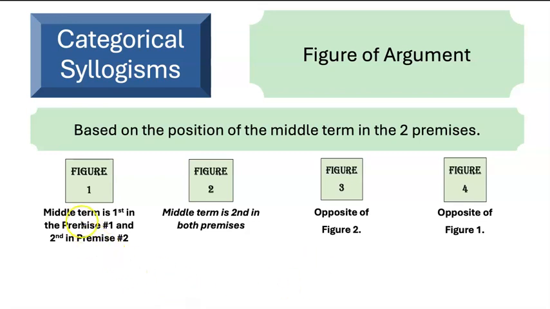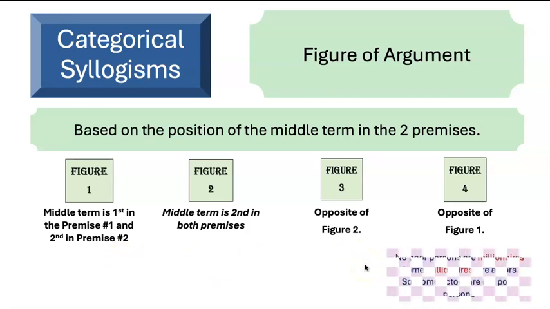And last, figure 4 is the opposite of figure 1. Technically you just need to know figure 1 and figure 2, and the others flow from that. Figure 1 says the middle term appears first in premise 1, then second in premise 2. The opposite is the middle term appearing second in premise 1 and first in premise 2, so they're rearranged. That's figure 4. So that's the figure of the argument.